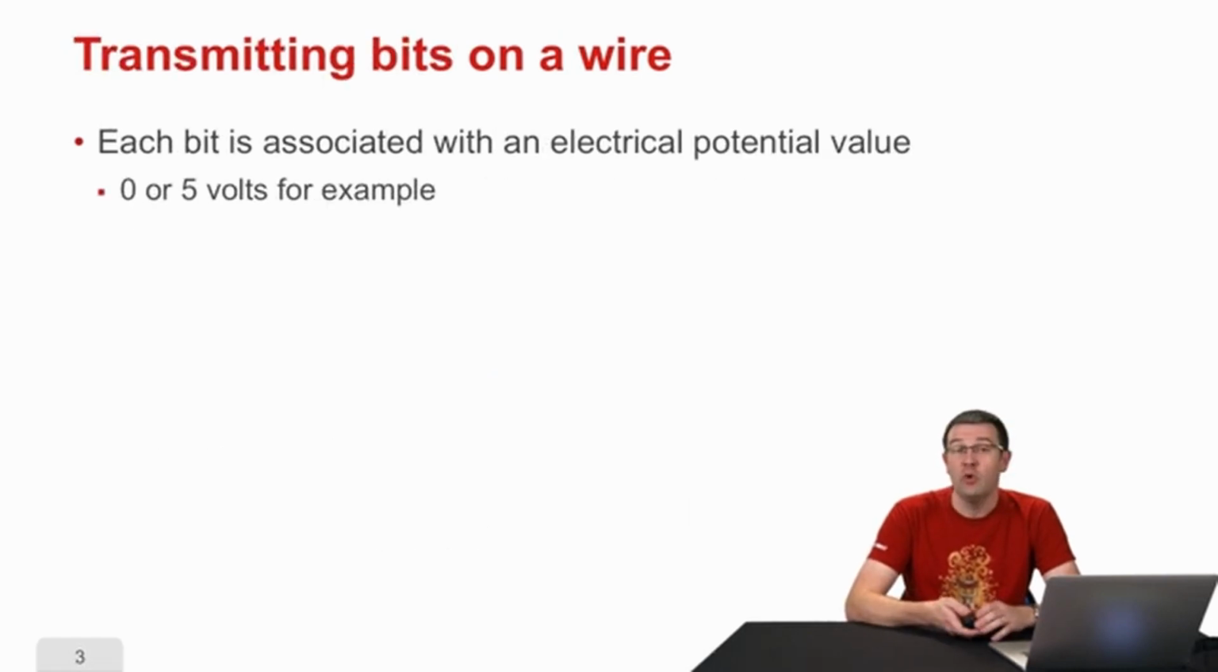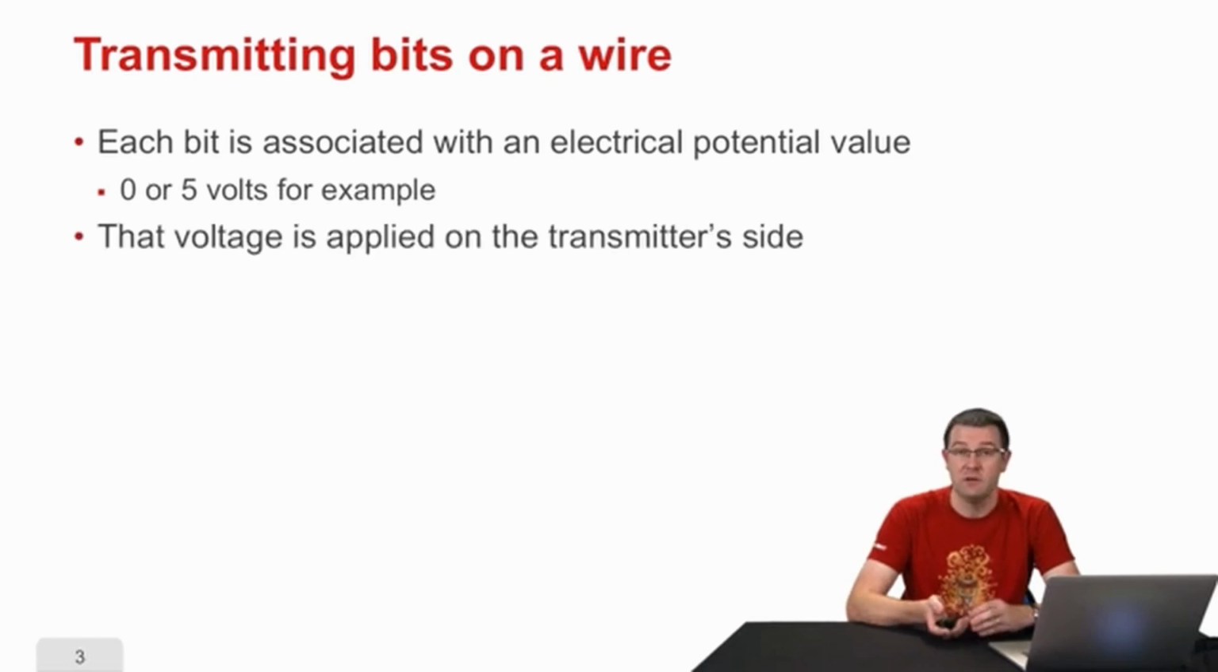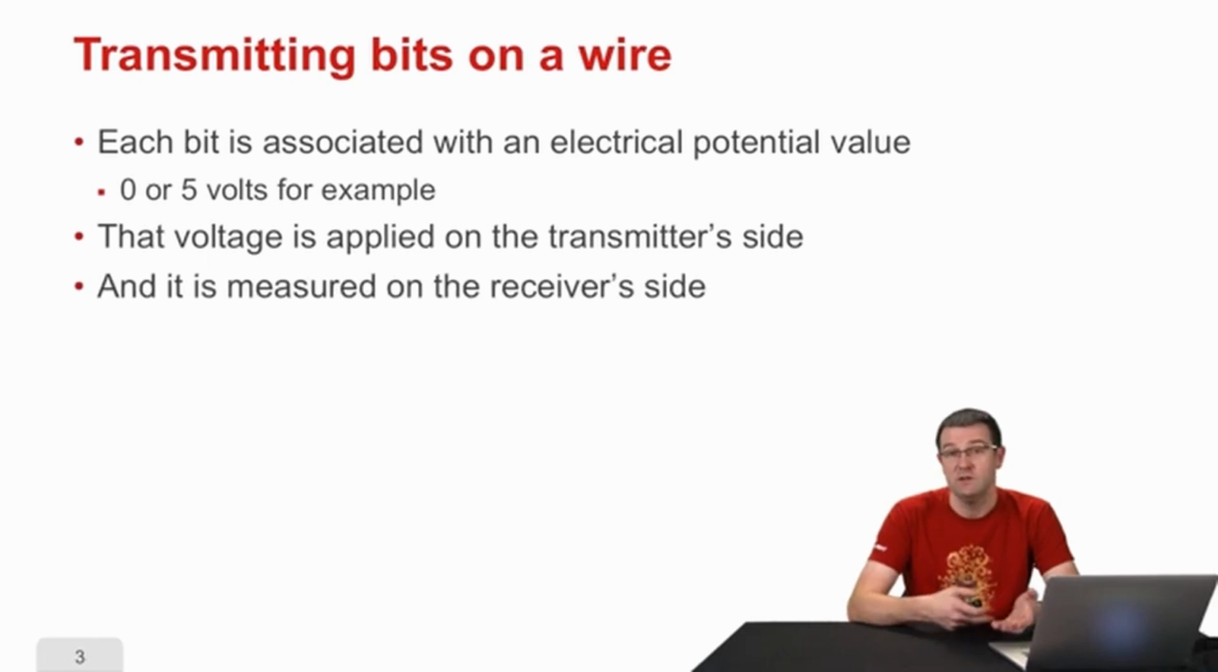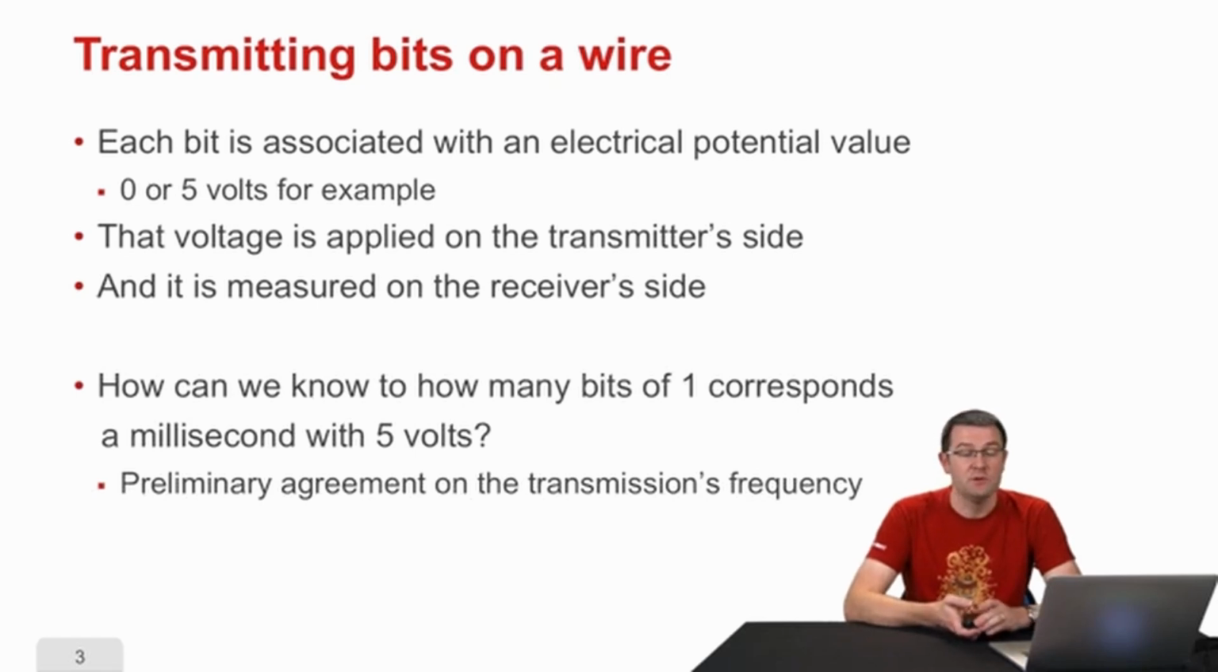So to send on an electrical wire, each bit value will be associated with an electrical potential. For example, a 0 bit will be associated with a 0 electric potential, whereas a 1 bit will be associated with a 5 volts electric potential. So a voltage is applied on the transmitter side, through the wire, and the receiver is going to measure the voltage to understand if the bit it is receiving is a 0 or a 1 according to the voltage it measures. So the first question is, if the receiver sees a 5 volts potential for a millisecond, does it correspond to a single bit of 1, or to many successive bits of 1, one after the other?